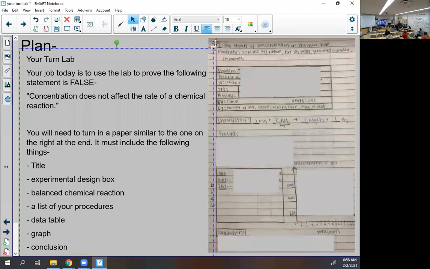Okay, so let's talk through this. It's a fairly simple idea, but you have to do the following. So the plan is your turn, lab. You have your own piece of paper.